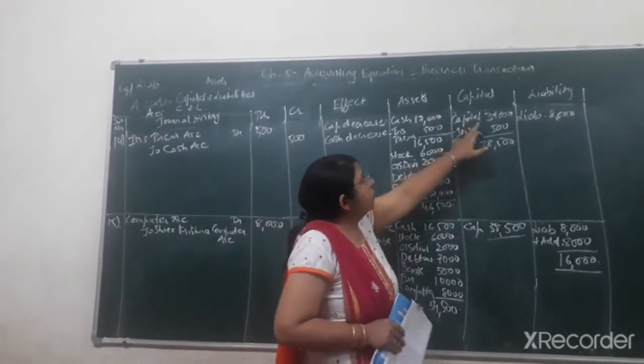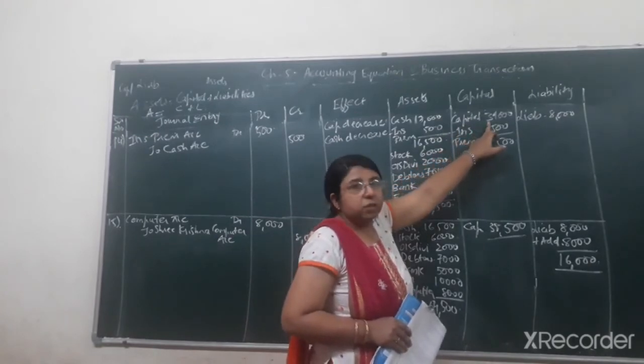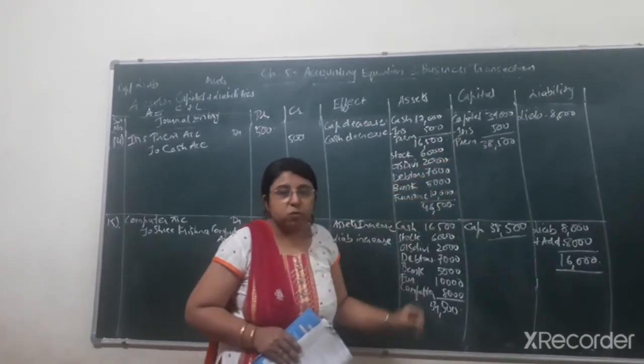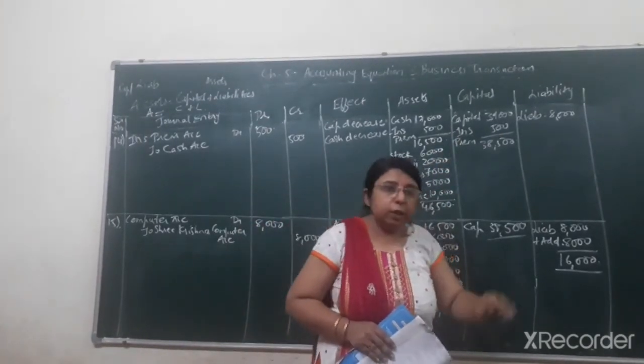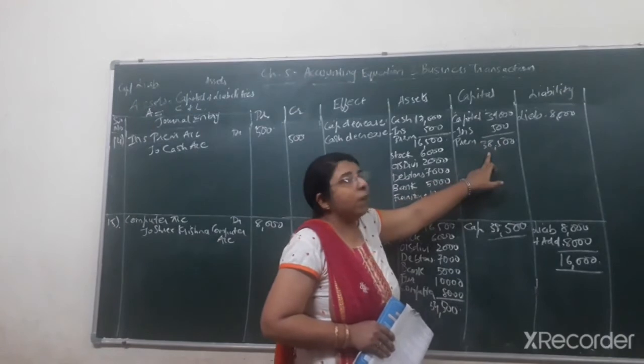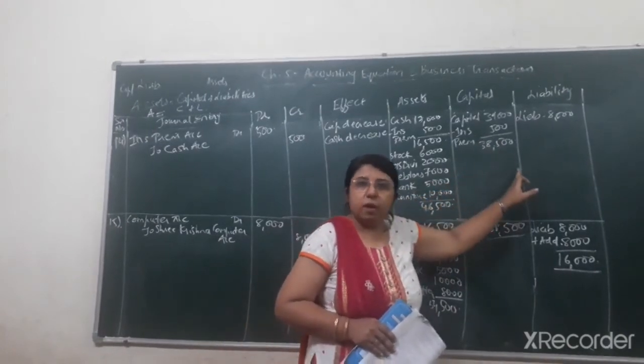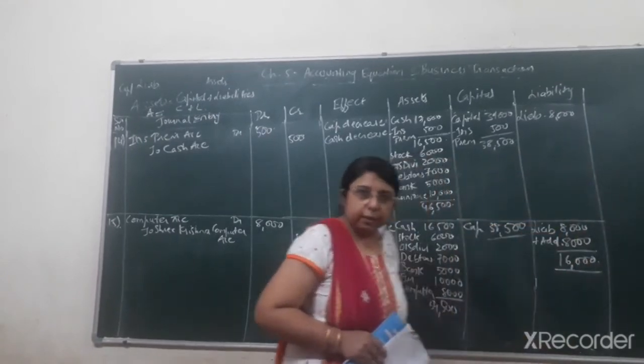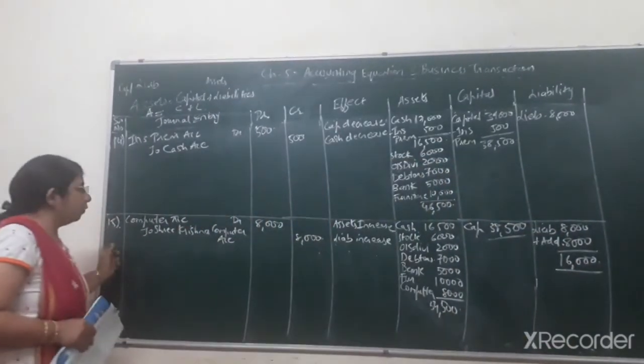In the case of capital, the balance from the previous transaction came to 39,000. In 39,000, the insurance premium is paid. So that much amount of capital would be reduced by rupees 500. So now the new balance of capital is 38,500. And in the case of liability, it is as it was, 8,000. Now moving on to the 15th transaction.